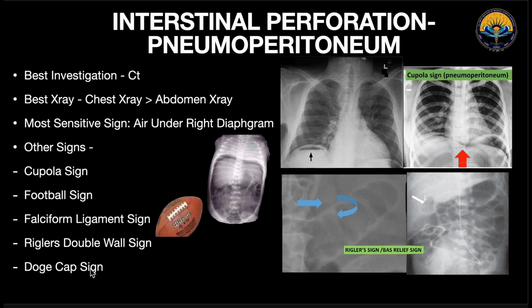And we can also see a doge cap sign here. This is because there is trapping of air in the hepatorenal pouch, and that can give this appearance, also called the doge cap sign.